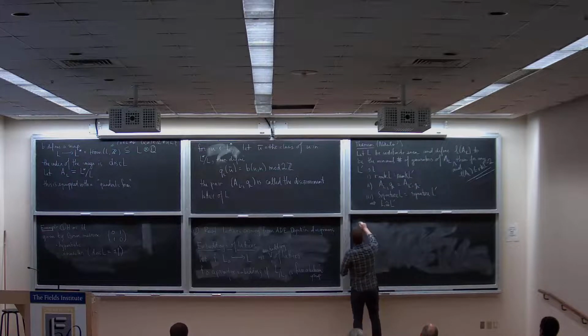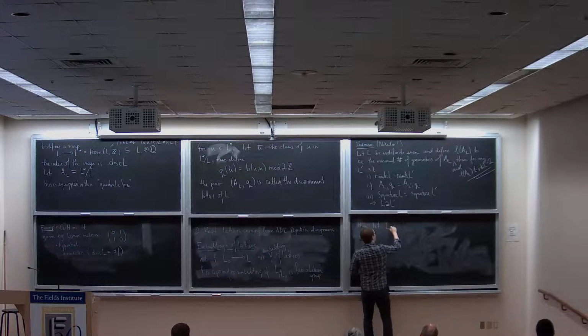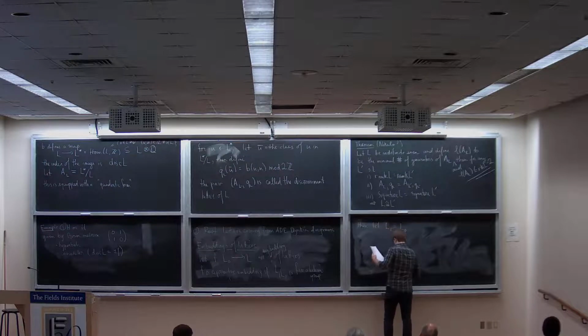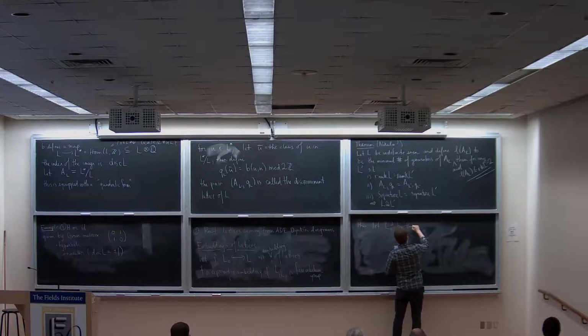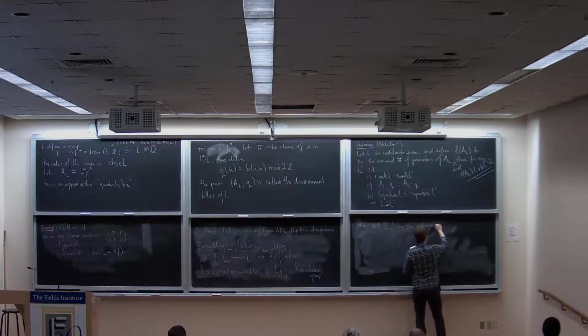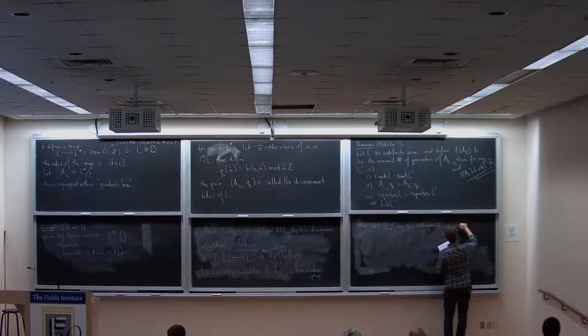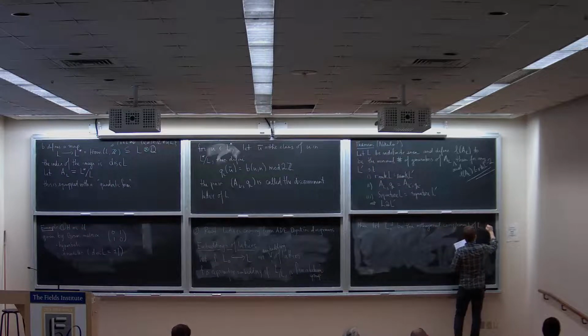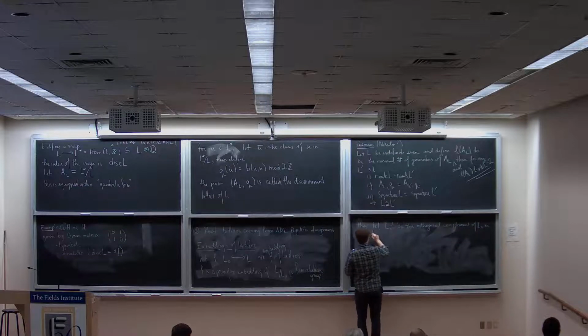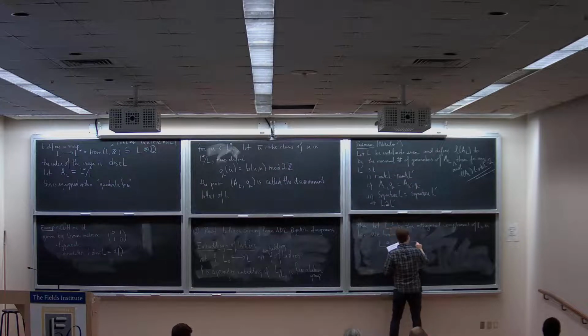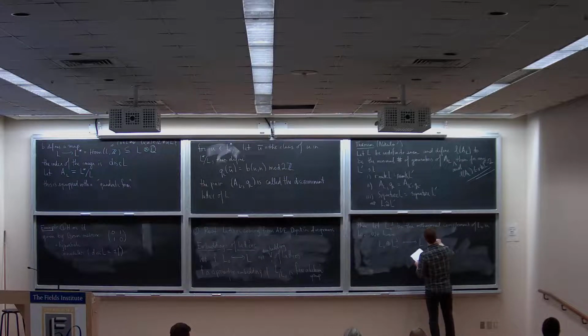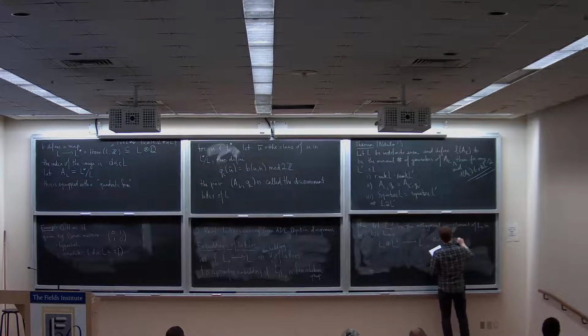Let L0 perp be the orthogonal complement of L0 in L. Then we have an injective map which takes L0 plus L0 perp to L. This is injective and has finite index.